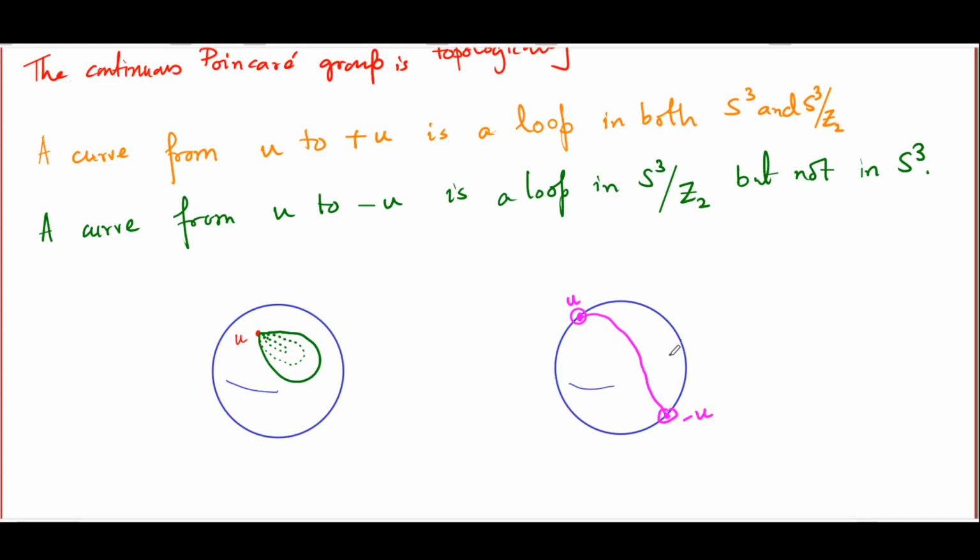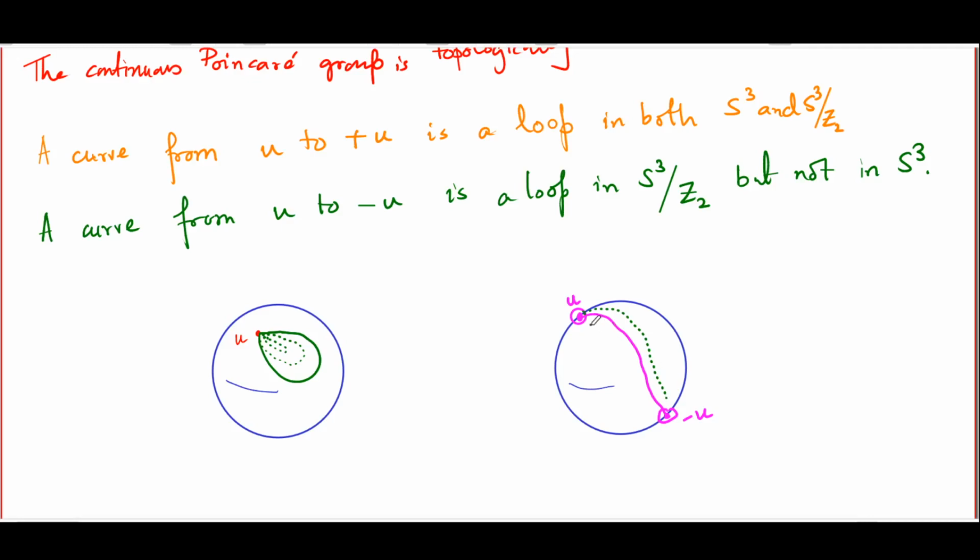Now let us look at loops of this kind. Remember, this is not even a loop in S2, but in S2 by Z2, this is a bona fide loop. So if we keep the initial point the same, that is either this or this, they are essentially the same point, and try to shrink this to a point, then we face a problem because the moment we make this smaller, let's say like this, it is no longer reaching from U to its antipodal point.